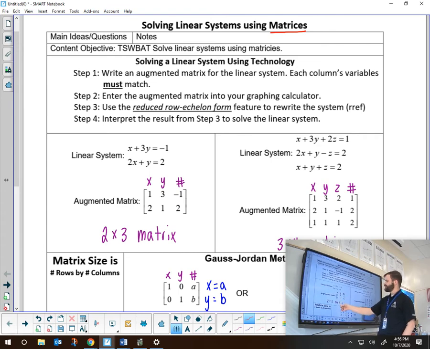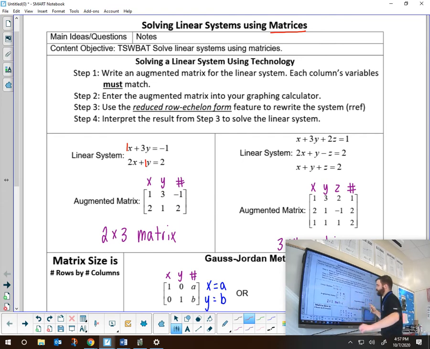We go my x's first, my y's second, and my whole numbers, and you'll see we have a 1 in front of this x, and so I have a 1 here, a 2 here, my y's lined up, we'll have another 1 right here, so a 3 and a 1, and then a -1 and a 2. So we need to make sure that our equations line up with our matrix.